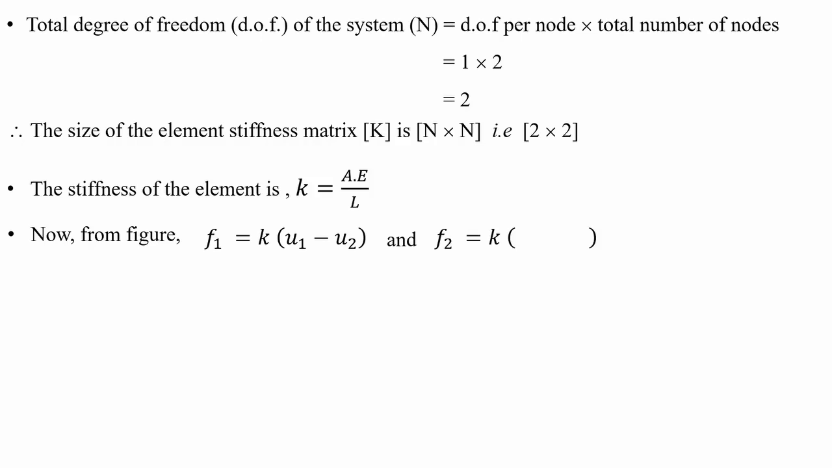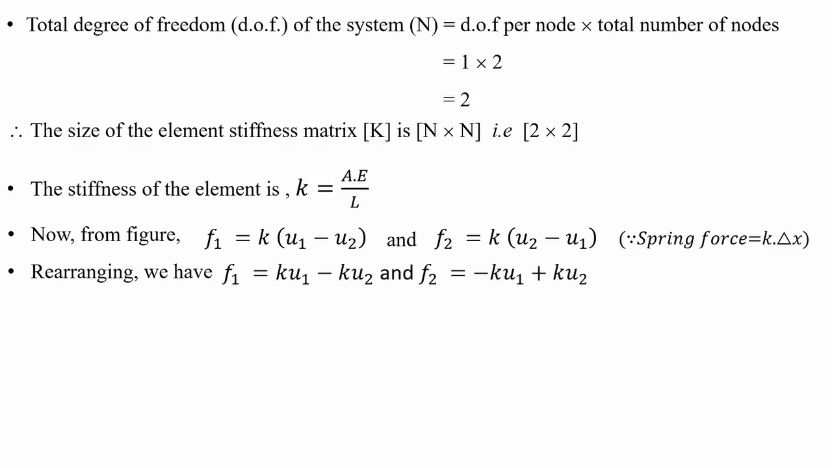Similarly, we can calculate force at node 2, which will be equal to K into U2 minus U1, whereas U2 is stronger or more at node 2 as compared to U1. So net deflection or deformation of node 2 can be calculated as U2 minus U1. So this is the basic formula we used: spring force is equal to K into delta X. So rearranging these two equations, F1 is equal to K into U1 minus K into U2. Similarly, for F2, we can write F2 is equal to minus K into U1 plus K into U2.